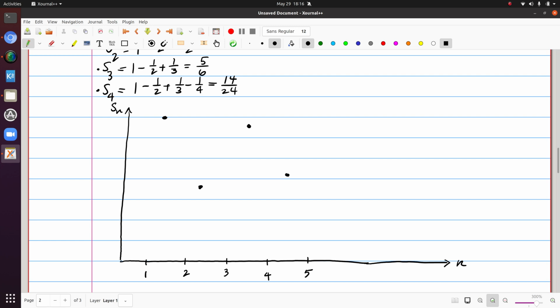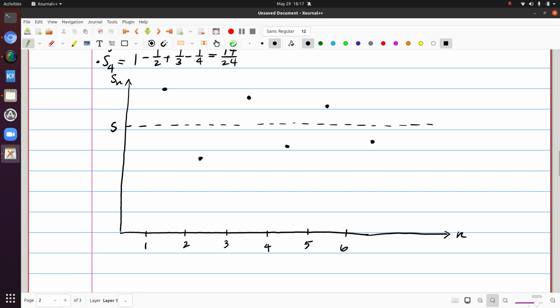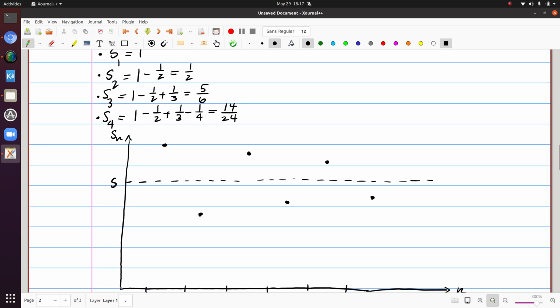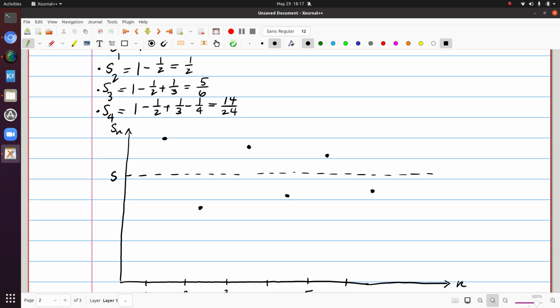I didn't calculate the next several, but you can imagine we're going to go back up, and then we're going to go back down. And essentially, it looks as if we are oscillating around some central line here. Let's call it S, where these are going to continue to get closer and closer while hopping over it, and S would be the sum of the series. And so this is what we kind of expect to see for a converging alternating series. The plot of the partial sums is alternating.